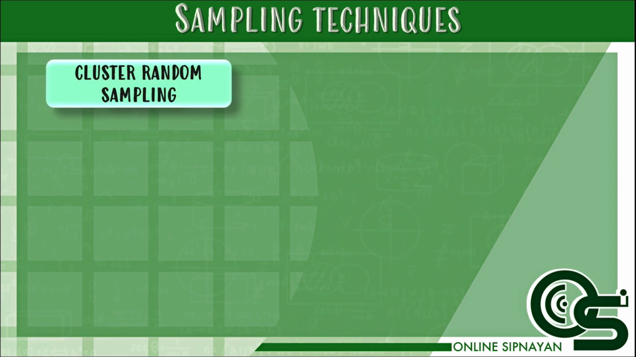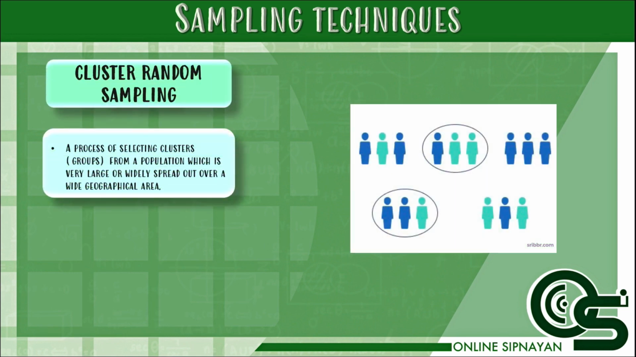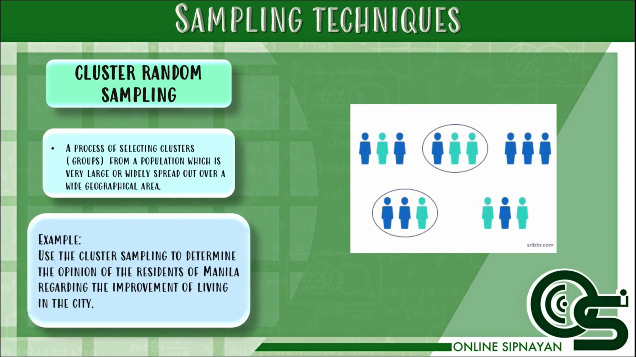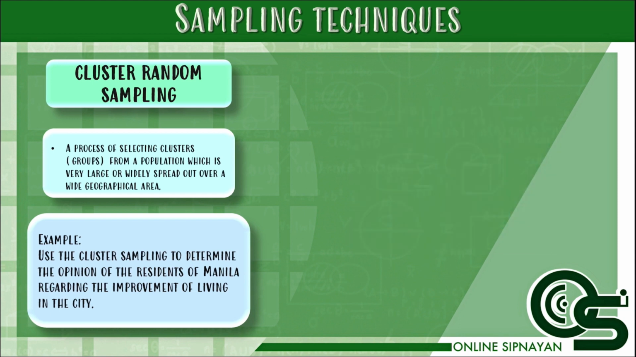Last but not the least is the cluster sampling. It is defined as a process of selecting clusters or groups from a population which is very large or widely spread out over a wide geographical area. The keyword here is geographical. It means it is connected to a large area or numbers or space. For example, if we want to determine the opinion of the residents in Manila regarding its improvement of living, by the use of cluster sampling, we can subdivide the city into districts. Then, select at random the numbered districts to be used as samples.